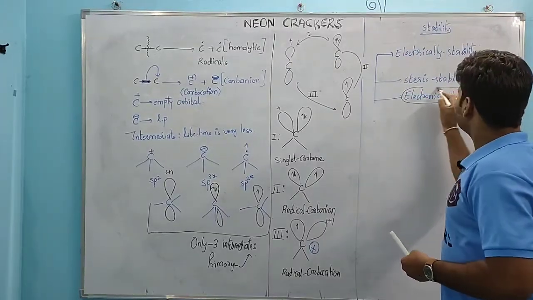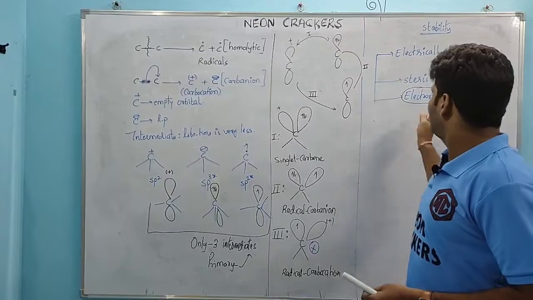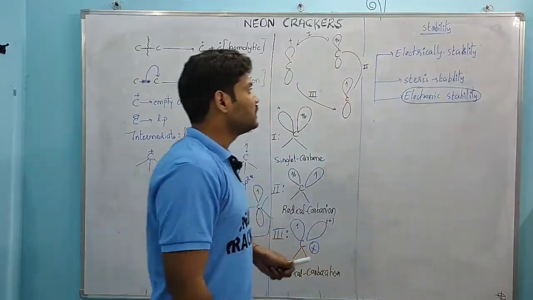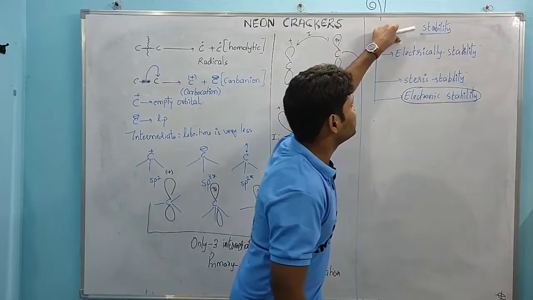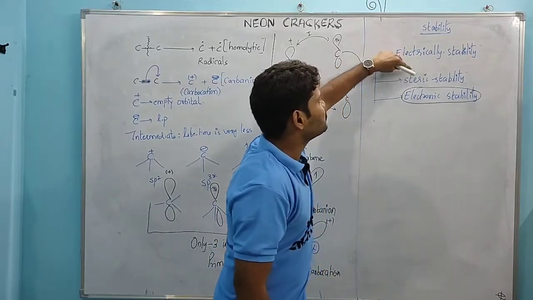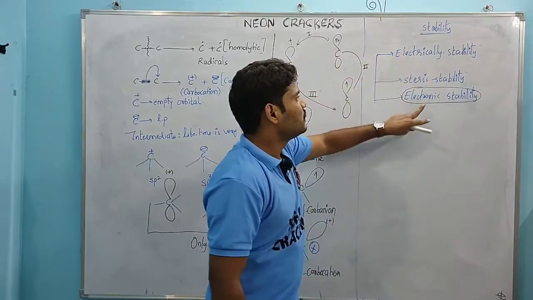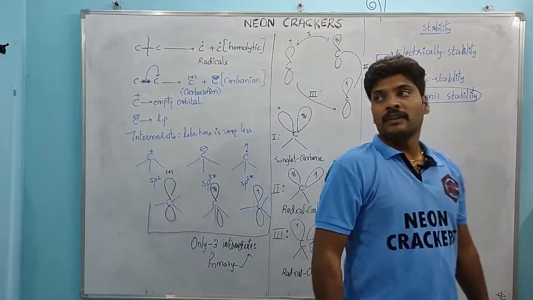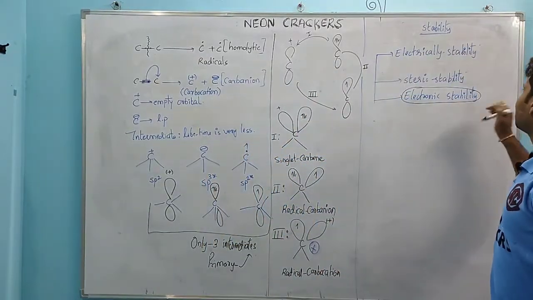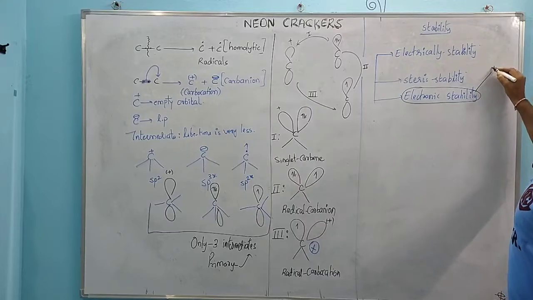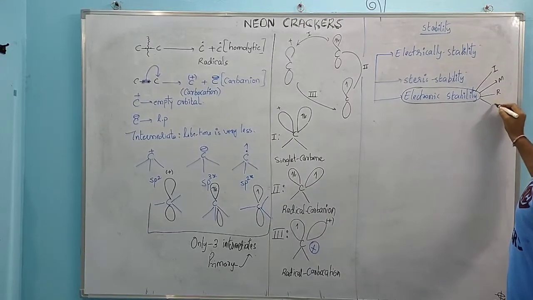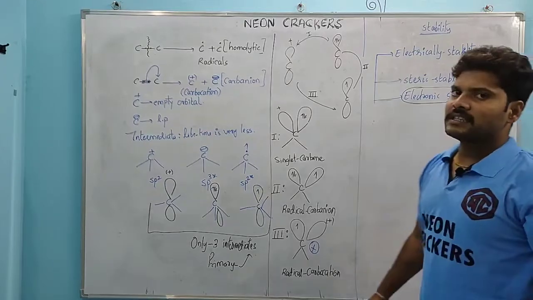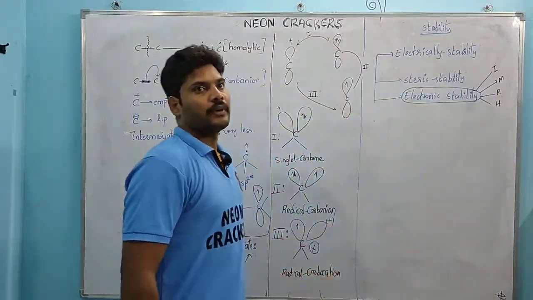So this we are considering. Most of the time we may only think about electronic stability. That's wrong. First we should consider electric stability, next spherical stability. The last factor is electronic stability, which means we have the inductive effect, mesomeric effect, resonance, hyperconjugation. All these effects are present in the last one, but it is the least effect actually.